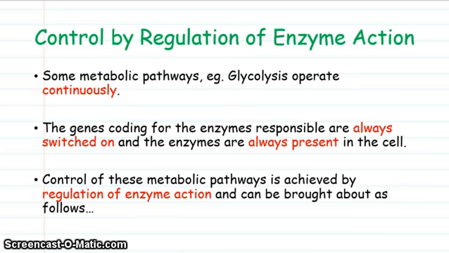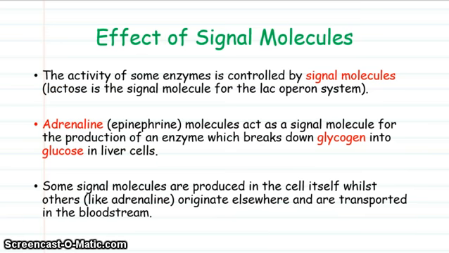Now, some metabolic pathways operate continuously, and the enzymes that catalyze those reactions, the genes for those, are constantly switched on, and they're always present. Now, these metabolic pathways, regulation of their enzyme action can be brought about as follows. Firstly, signal molecules. For example, adrenaline produced by the adrenal gland is the signal molecule that initiates the breakdown of glycogen into glucose in the liver cells, and that glucose is then put out into the bloodstream, like so.